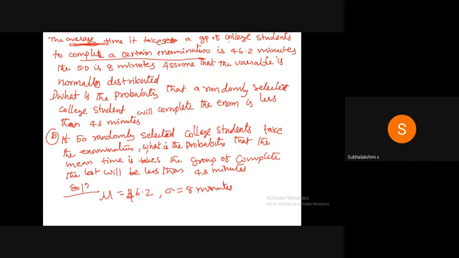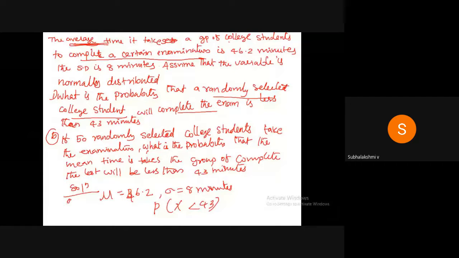Then find the probability that a randomly selected college student will complete the exam in less than 43 minutes. The random variables are x1, x2, up to xn, taken from the whole population of college students. We randomly select a particular student and find the probability of x less than 43. That is P of x less than 43.